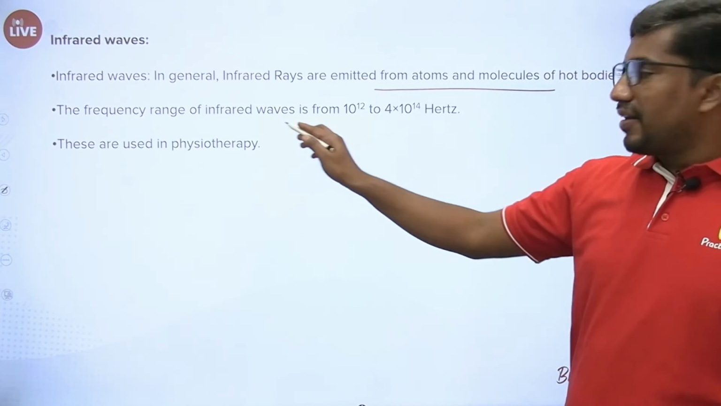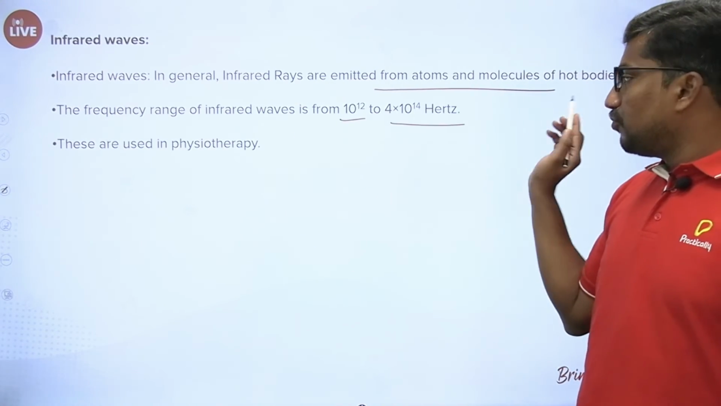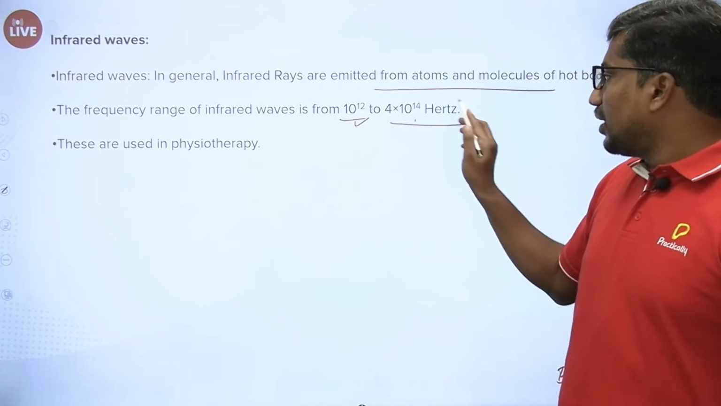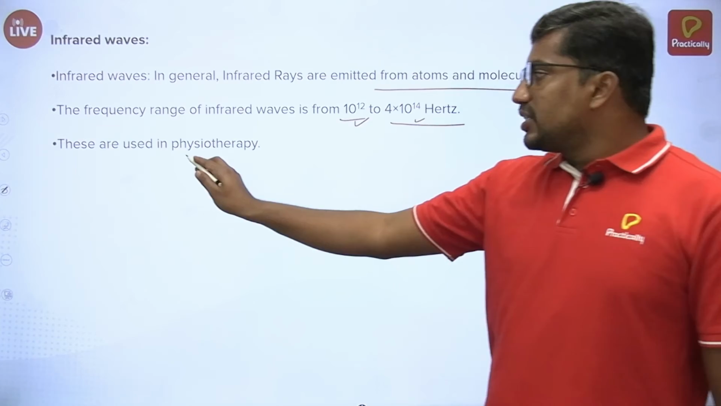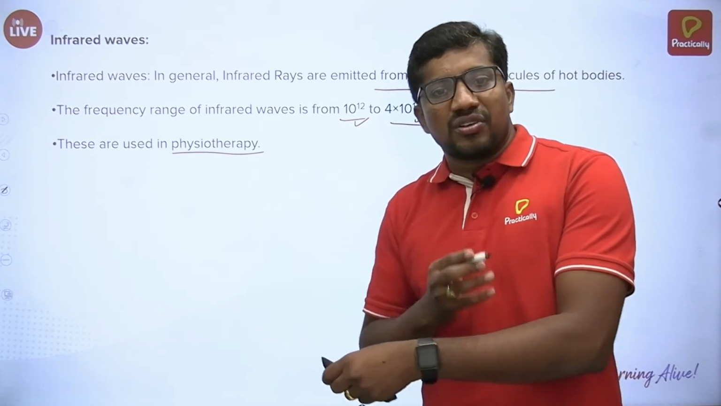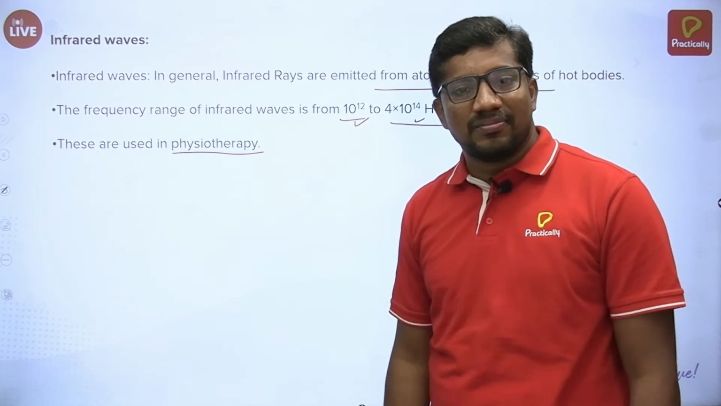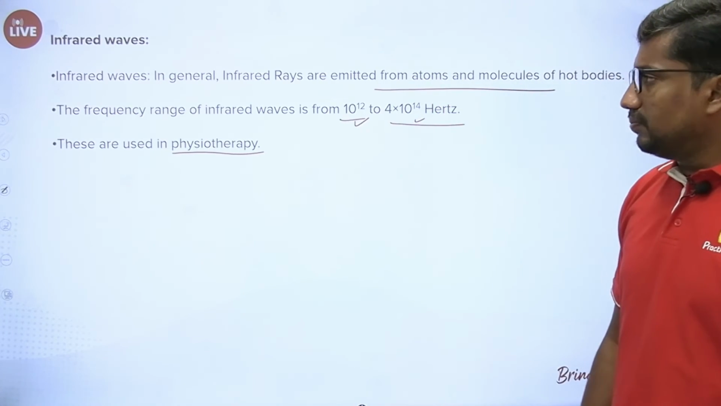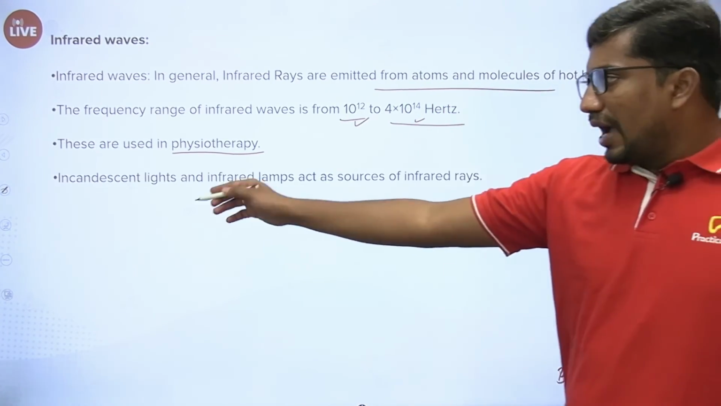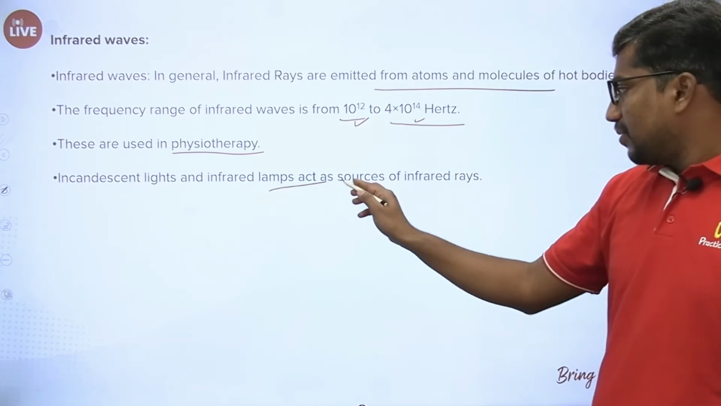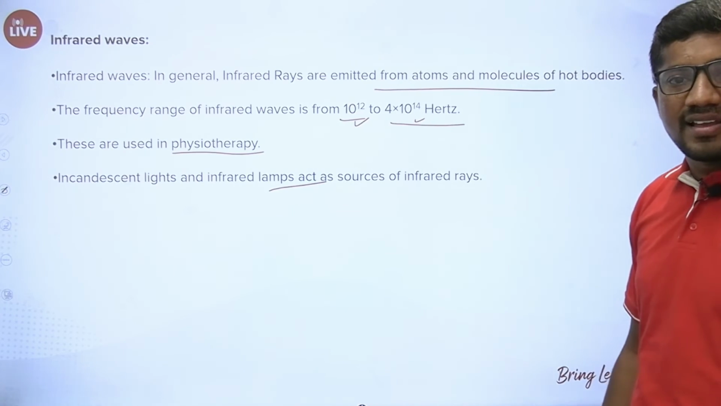The frequency of these IR rays is 10^12 to 14 × 10^14 Hz. Actually, the order of magnitude is 10^12 to 10^14 Hz. They are used in physiotherapy to cure muscular pains and joint pains. IR waves are used for that. As I said already, incandescent lamps and Nernst lamps produce IR rays. They are the source of these IR rays.